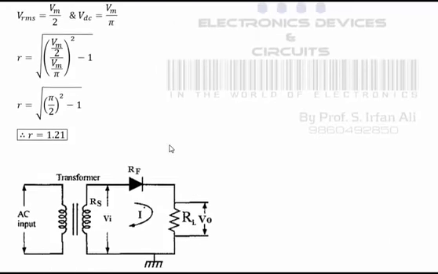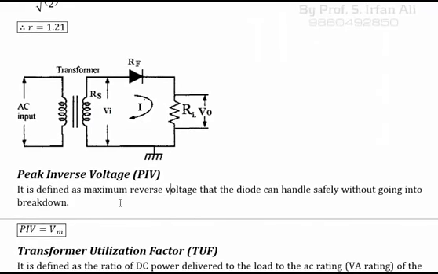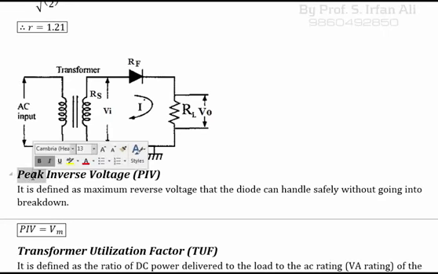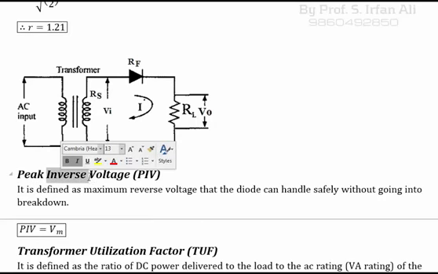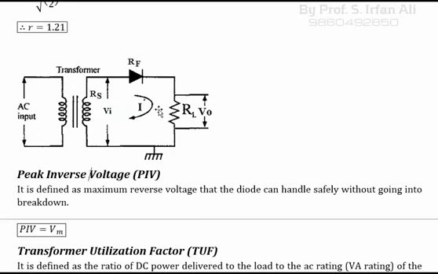Now starting the next topic, peak inverse voltage. Peak means the maximum, inverse is the reverse voltage, the maximum reverse voltage. Peak inverse voltage is actually the maximum reverse voltage that comes across the diode in this case, or that a diode can handle safely without going into breakdown region. That is called peak inverse voltage. But in this case, the peak inverse voltage is the maximum reverse voltage that appears across the diode.